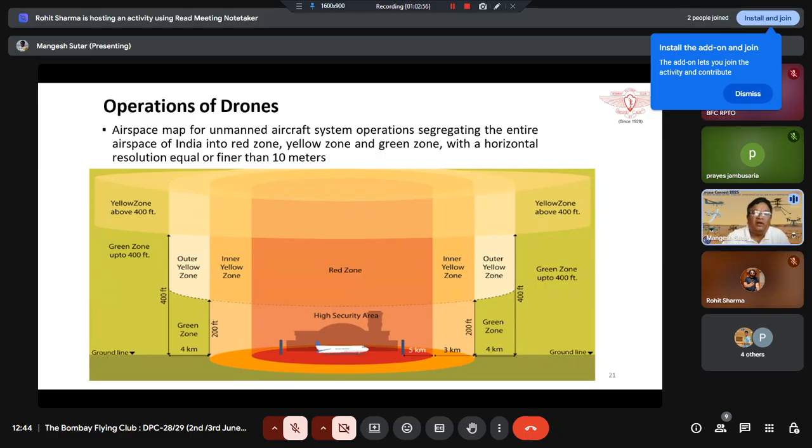Okay, sorry. So coming back to our topic of zones. Are we clear on the zones? Right. So Rohit asked me about the approvals, like if I want to fly a drone in a red zone or yellow zone.